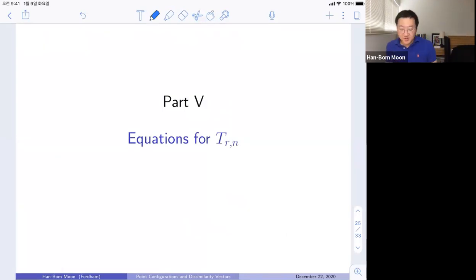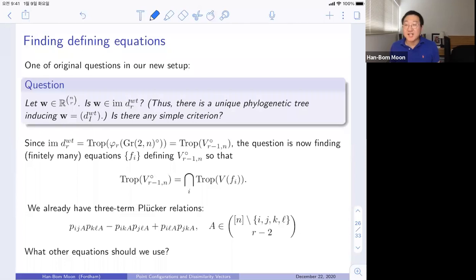Okay, so now let's move to the second part of the story. I personally believe that this part is really more interesting. One of our original questions is the following. In our new setup, suppose that we have a vector W in R to the n choose R. The question is, is W in the image of the weighted dissimilarity map? If this is true, then we know that there is a unique phylogenetic tree inducing this weighted dissimilarity vector. Our focus is the next question: is there any simple algebraic criteria?